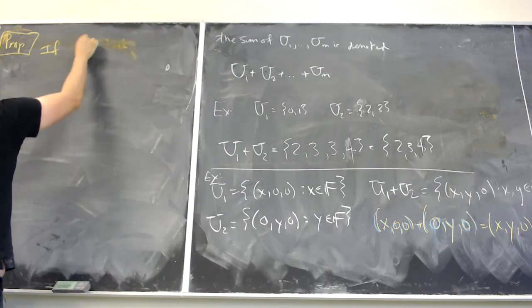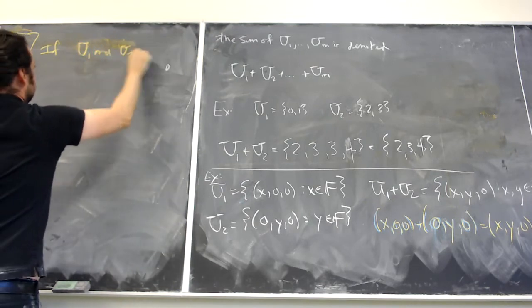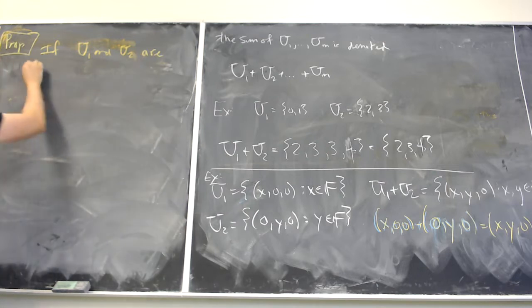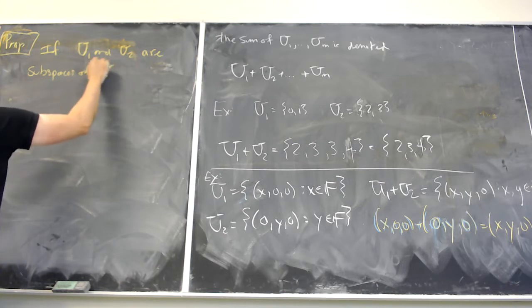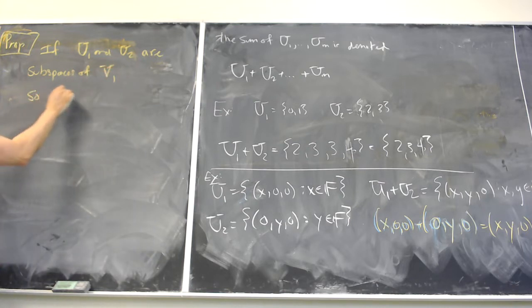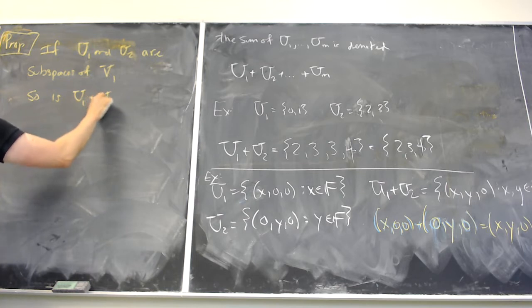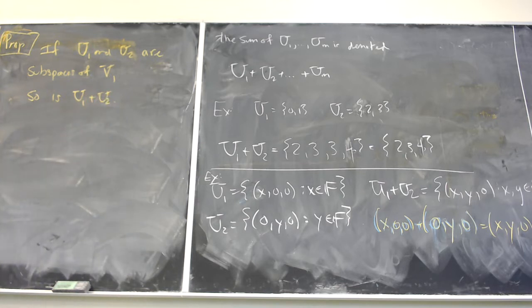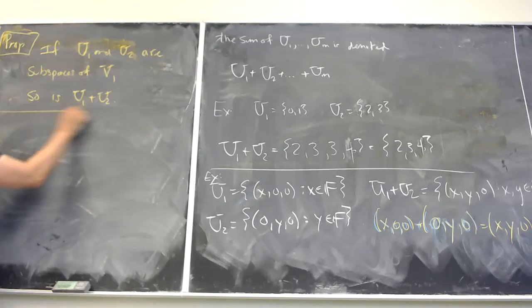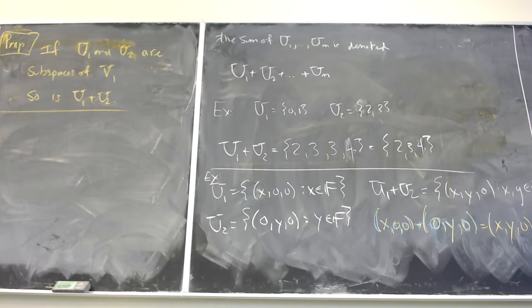If U1 and U2 are subspaces of the vector space, so is U1 plus U2. So if you start with subspaces and you take their sum, you get a subspace back out the other side. The standard thing we have to do when we assert that something is a subspace is show the three properties. Now, it is important, I got asked this question in office hours.